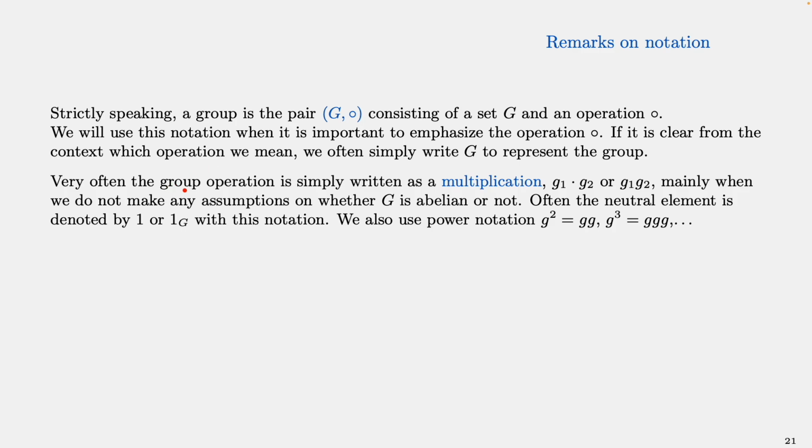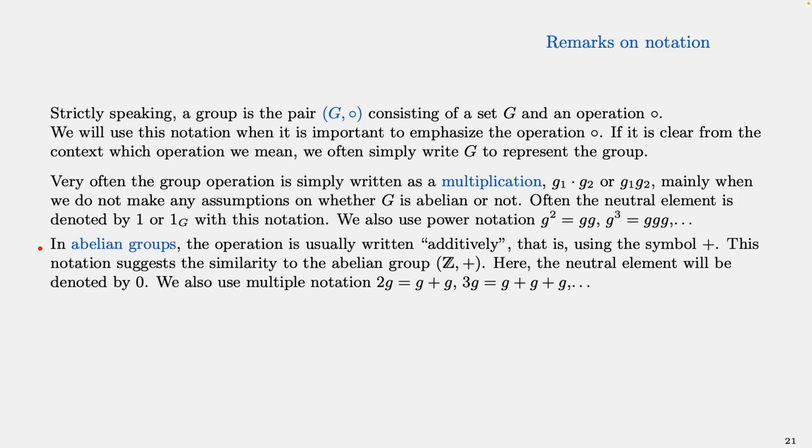And usually the group operation is simply written like a multiplication, so g1 · g2 or simply g1 g2 without any symbol here for the operation. And this is the case mainly when we do not make any assumption on whether the group G is abelian or not. And then the neutral element is often also denoted by the symbol 1 or sometimes 1 index G to emphasize which group we're looking at. And since we write it multiplicatively, we also use this power notation, g squared for g times g, g cubed for g times g times g, and so on.